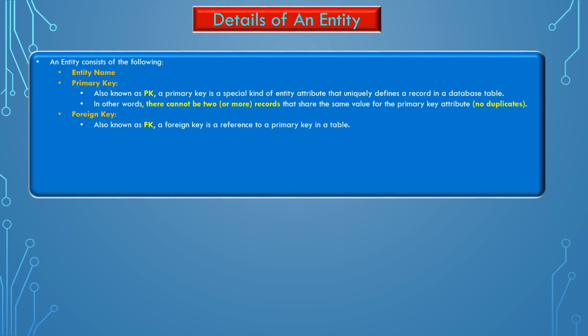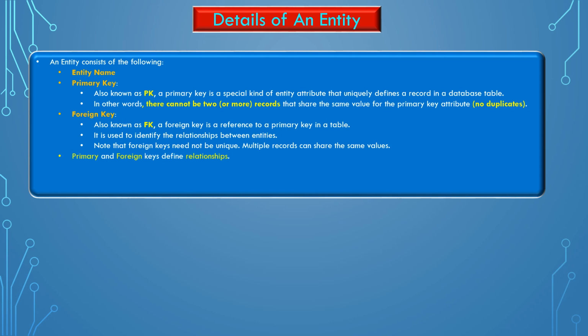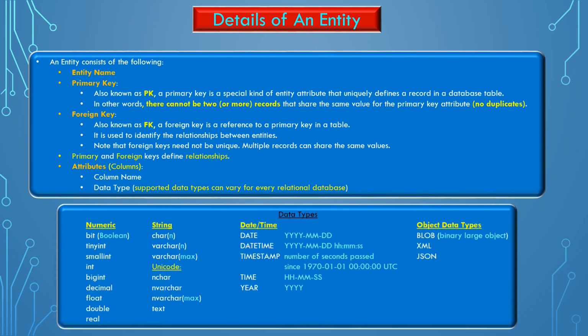A foreign key, also known as FK, is a reference to a primary key within another table. It is used to identify the relationships between entities. Note that foreign keys need not be unique. Multiple records can share the same values. Primary and foreign keys define relationships themselves. Attributes, also known as columns, consist of a column name and a data type. Note that supported data types can vary between every relational database. Here are some examples of different common database types.